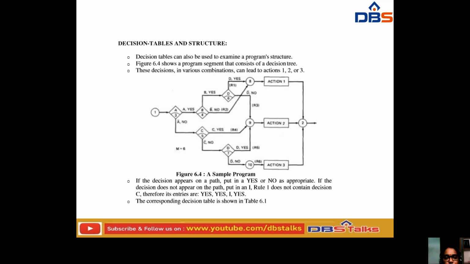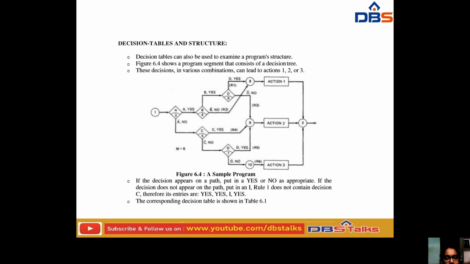So this is the decision table. The decision table can also be used to examine the program structure. This shows a program segment that consists of a decision tree. These decision trees in various combinations can lead to actions, that is the first action, the second action, up to 10 actions that we are going to perform here. Just like that we have performed so many actions here.